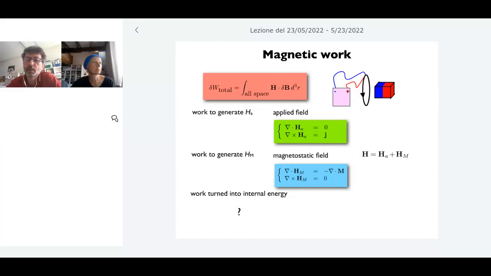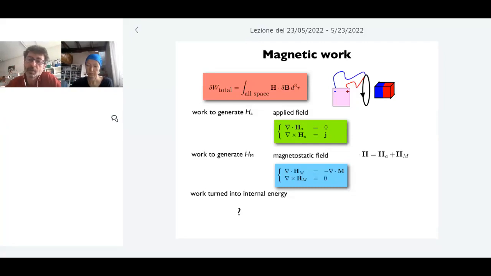Okay, so now, if we have to spend work to magnetize, magnetic work, for sure we have to spend the work to generate the applied field. But we also have to spend the work to generate the magnetostatic field, because if this applied field also magnetizes the magnetic material, the magnetostatic field will change. And who will pay the price? Again, it's due to the battery. So there will be some energy source of this energy accumulated in the magnetostatic field.